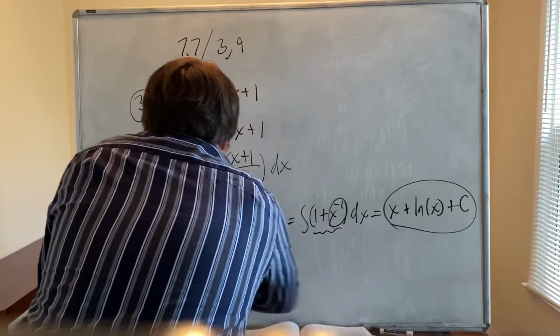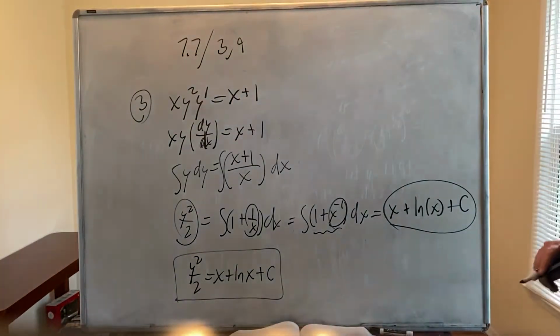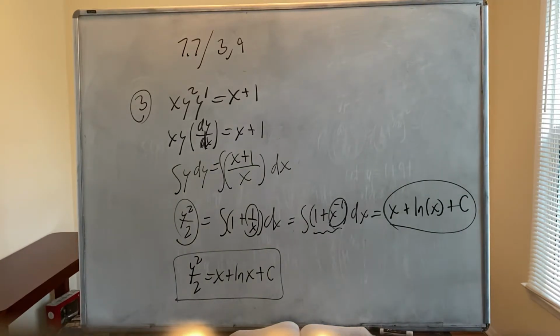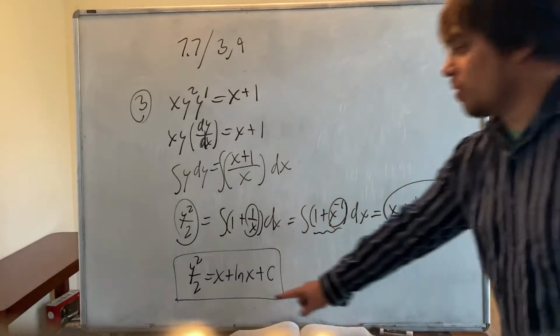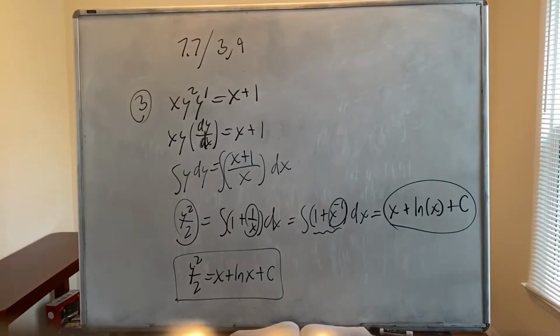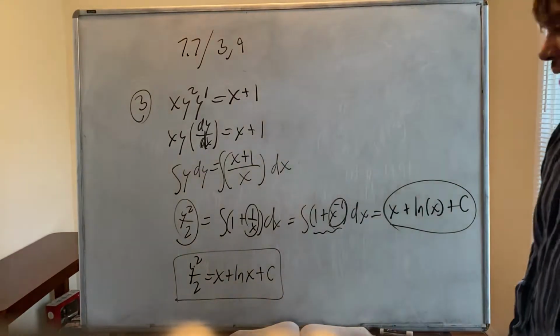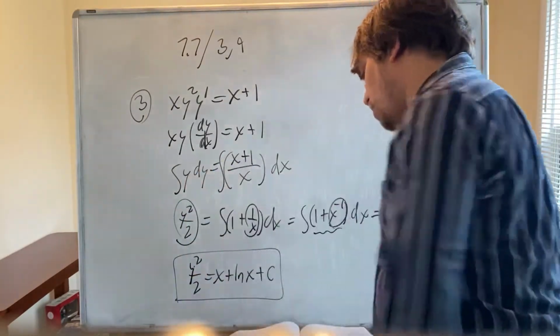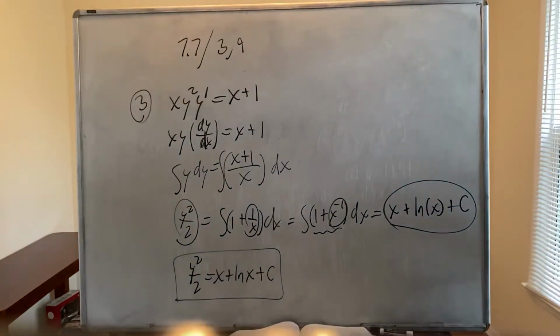This is solving for y implicitly in terms of x, and that is sufficient for an answer, for a solution to the differential equation. So this is solving for y implicitly in terms of x. c is an arbitrary constant there. So that's the answer to number 3, solving the differential equation.